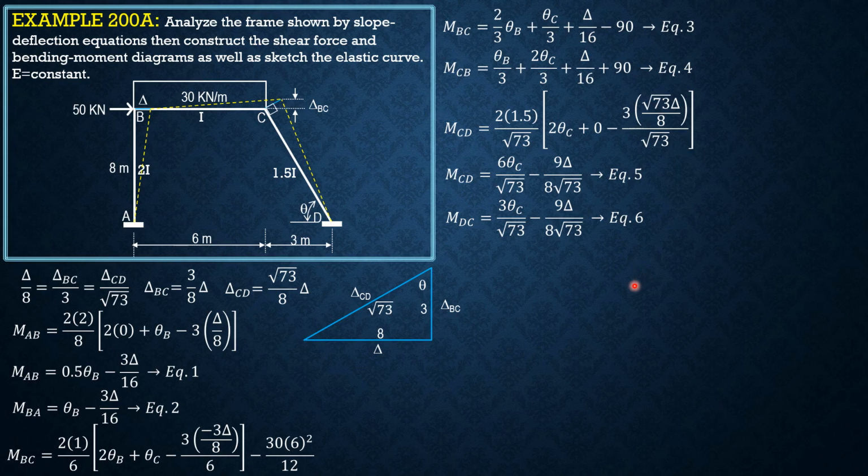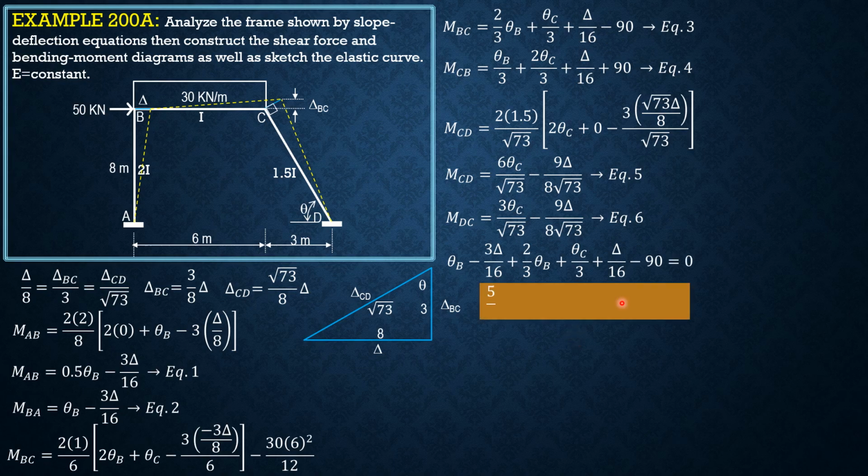Then by equilibrium equation at joint B, MBA plus MBC equals 0. So theta B minus 3 delta over 16 plus 2/3 theta B plus theta C over 3 plus delta over 16 minus 90 equals 0. Combine like terms, simplify, and set up equation A. So 5/3 theta B plus theta C over 3 minus delta over 16 equals 90.